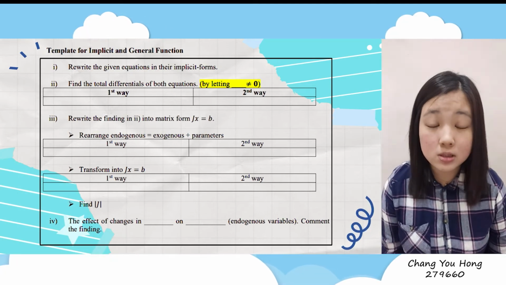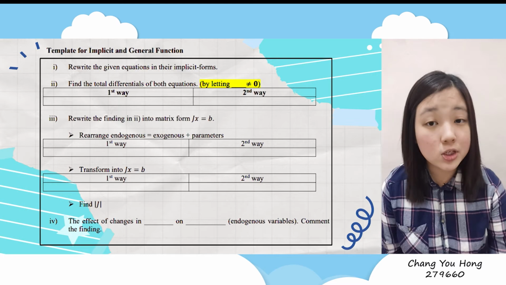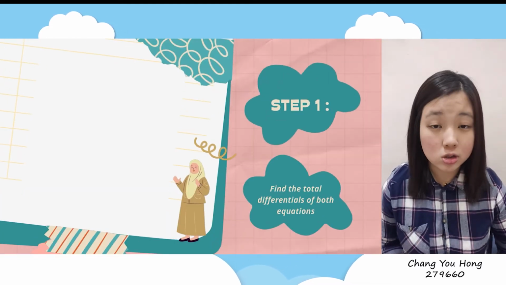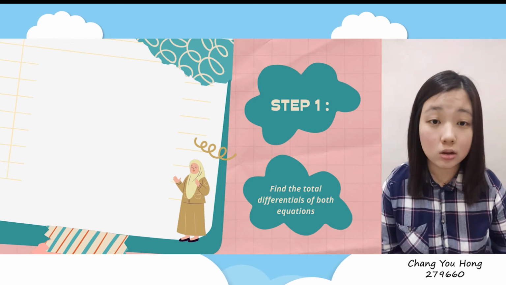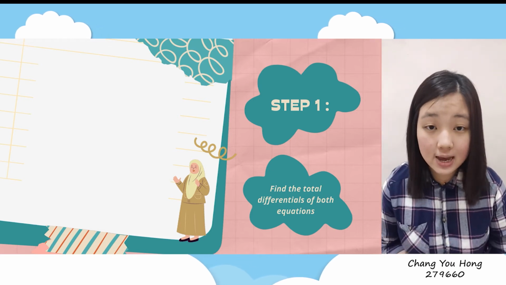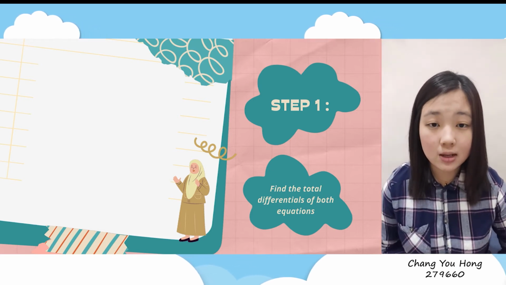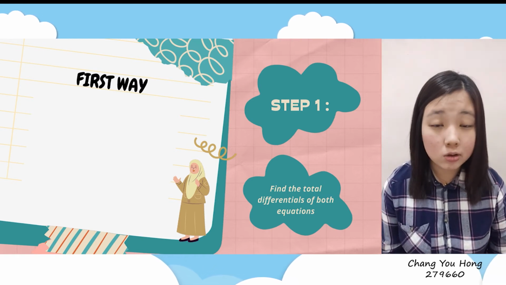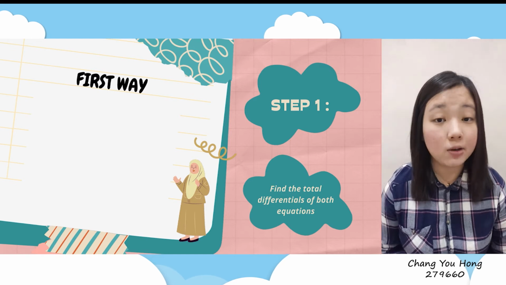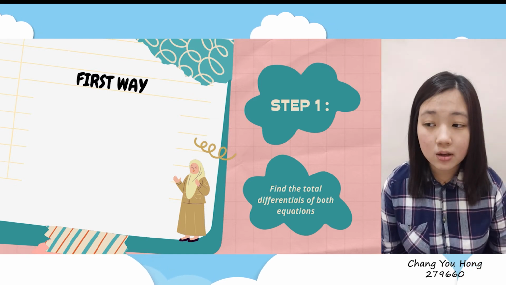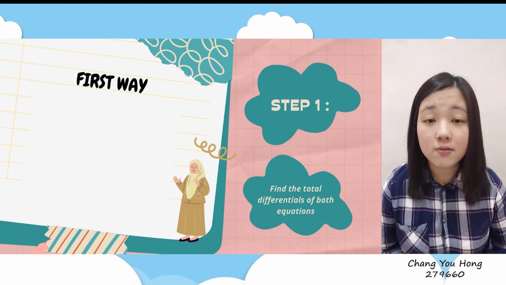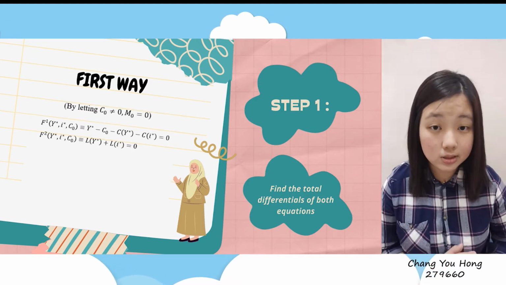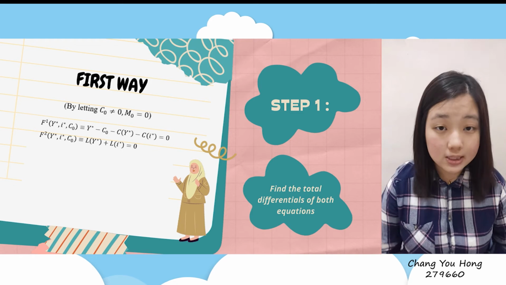For step 1, we just ignore it because the equations given are already in implicit form. So we start our solution with step 2, find the total differential. This step has 2 ways to solve it, and I will explain the first way. By finding the total differential, we have to let something be unequal to 0. Because we want to find the changes of C null, C null must have a value. So we let C null be unequal to 0, and M null will be equal to 0.